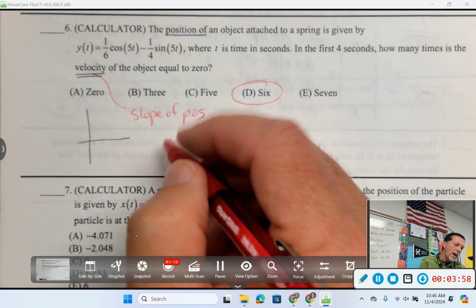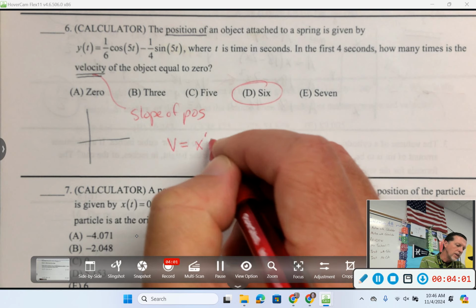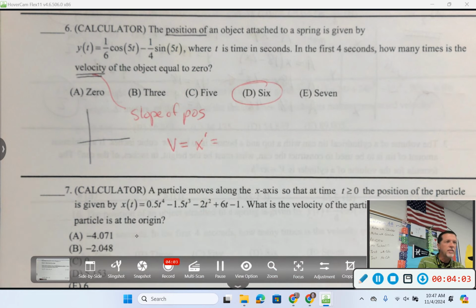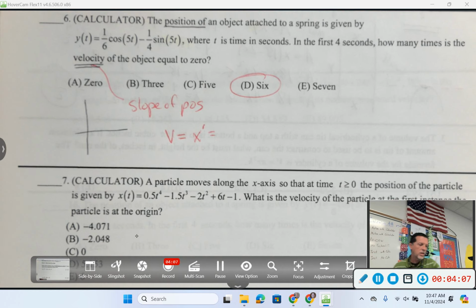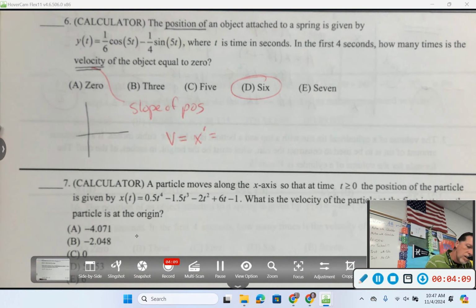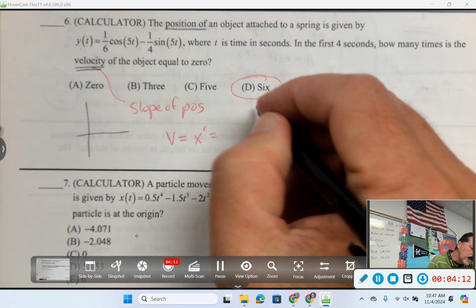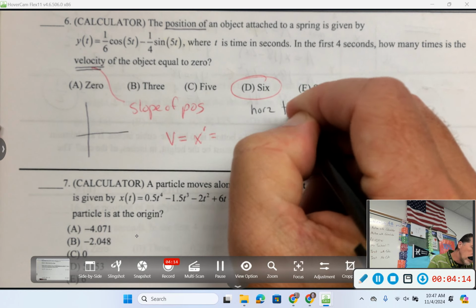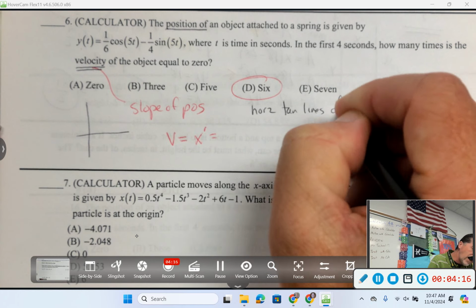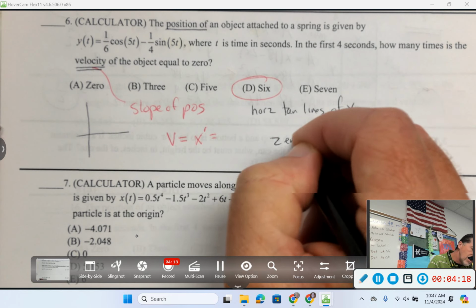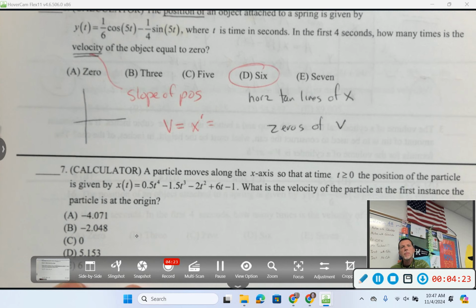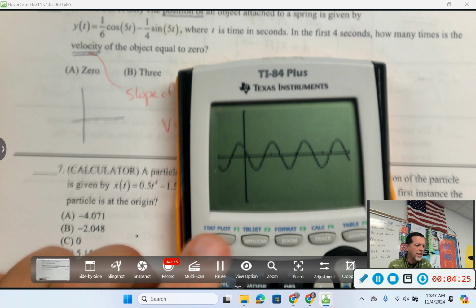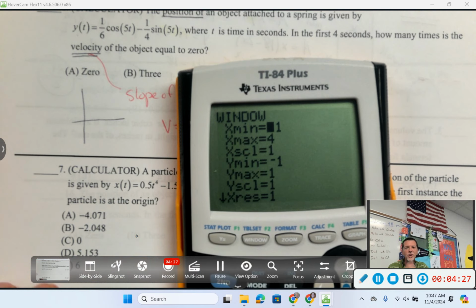This one wouldn't have been bad, because you could take the derivative. That would not be a bad derivative to take, and then plot the velocity and look for zeros. So I'm either looking for horizontal tangent lines of x or zeros of v. I changed it to like -1 to 1 because I knew it was really small. My y window is -1 to 1.